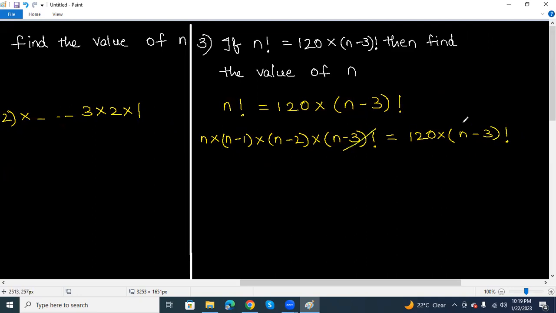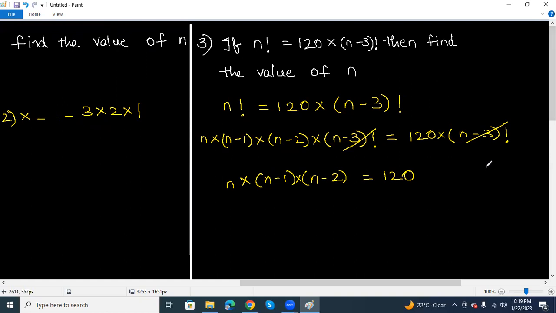On either side of the equal to symbol, n minus 3 factorial will get cancelled. So I have here n into n minus 1 into n minus 2 is equal to 120. This 120 also we need to factorize and write as a product of 3 consecutive numbers. Consecutive numbers means what? One after the other comes, right?